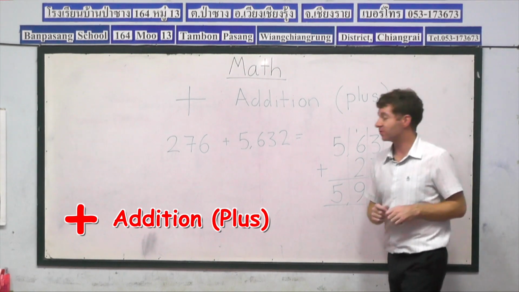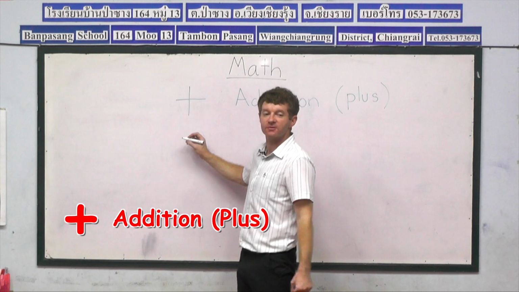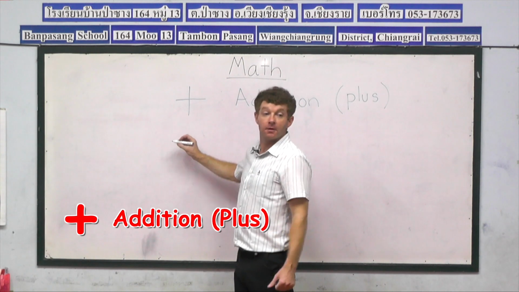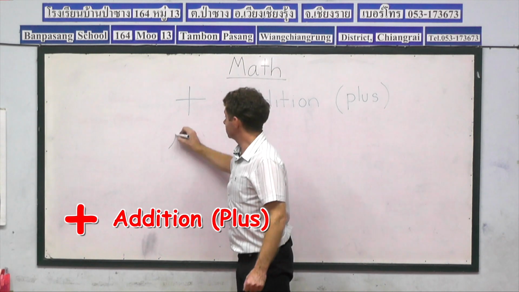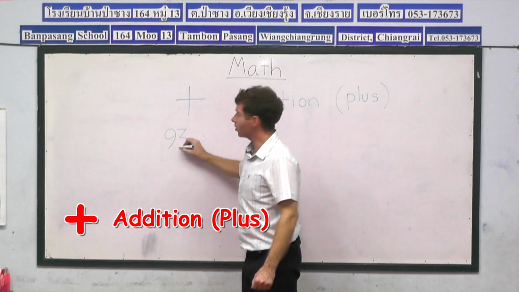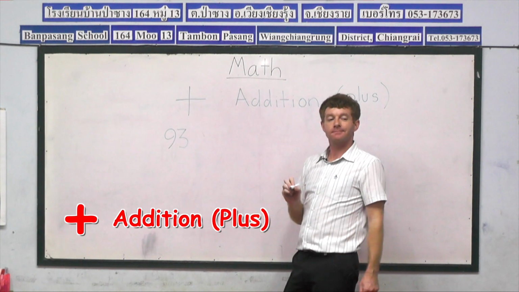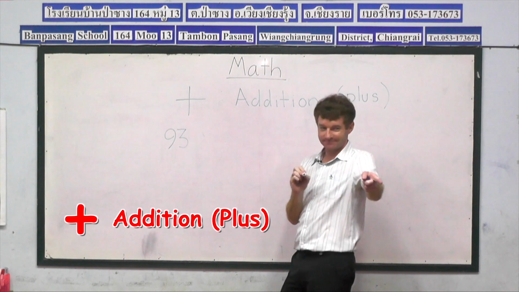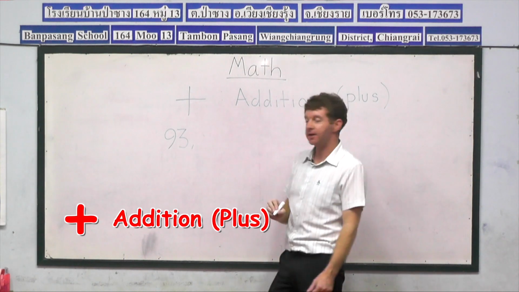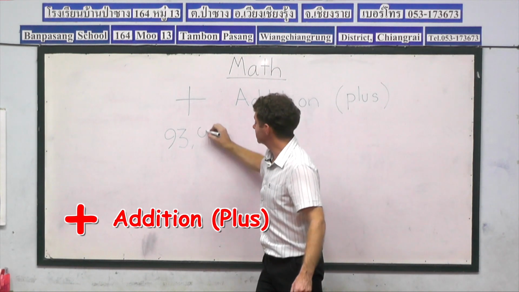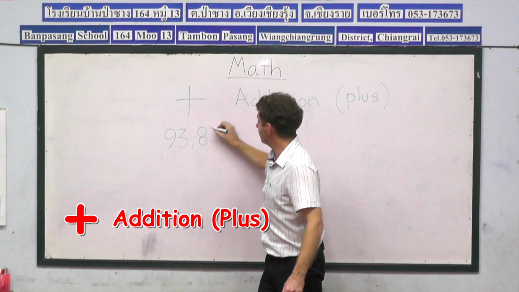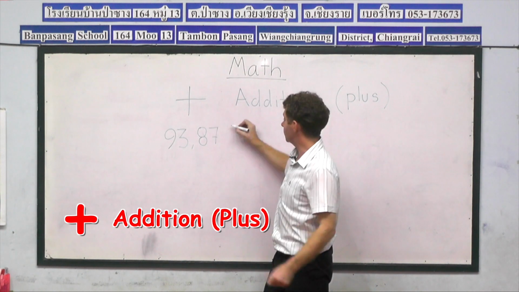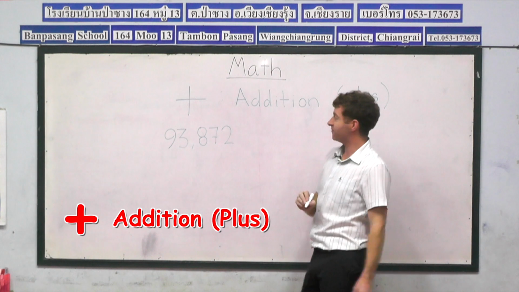So let's do one more together, guys. Who can give me some digits, guys? 9, 3. Okay, so we start with 9 and 3. What comes next in a 5-digit number? Before we write the number? Comma. Okay, 9, 3. 8, 7. And one more. 4. 2. Okay. So we have our 5-digit number.